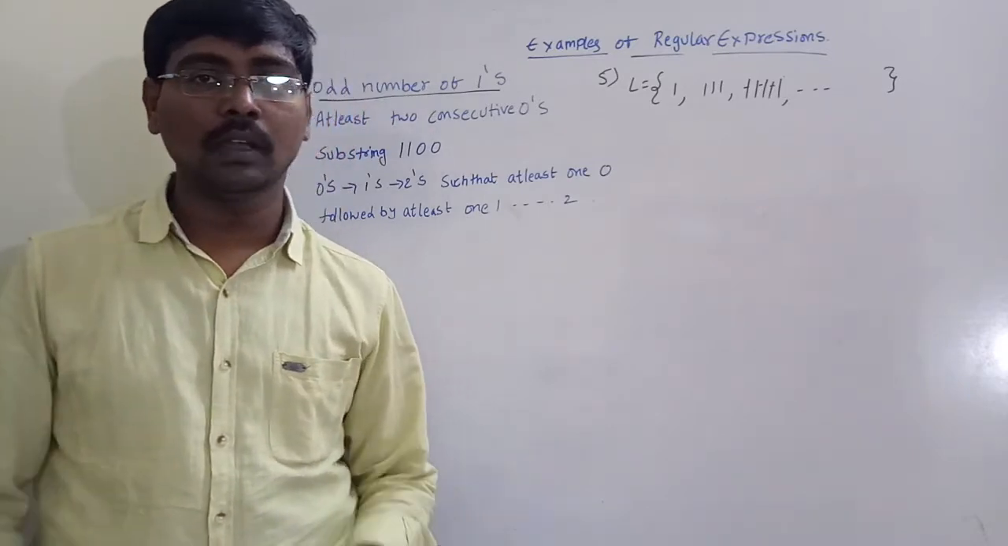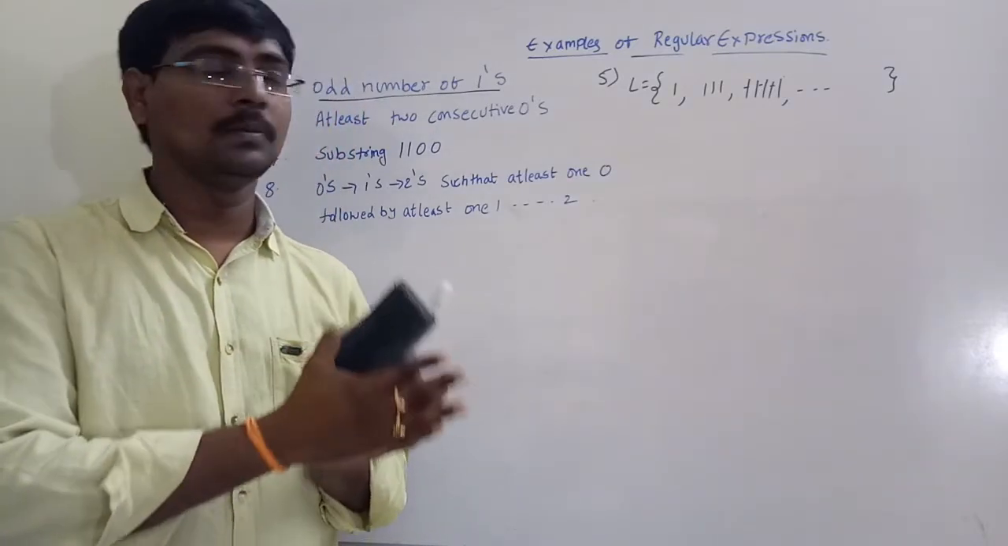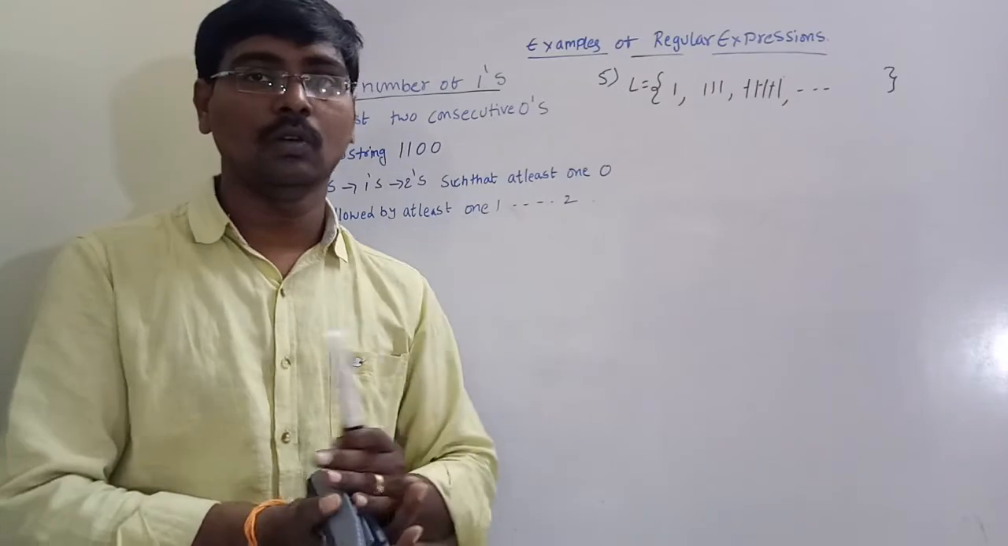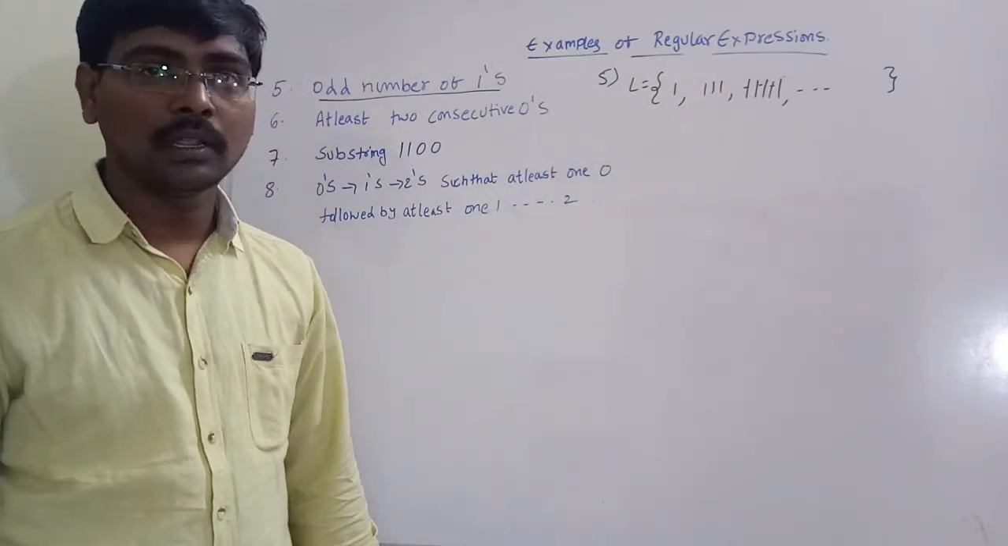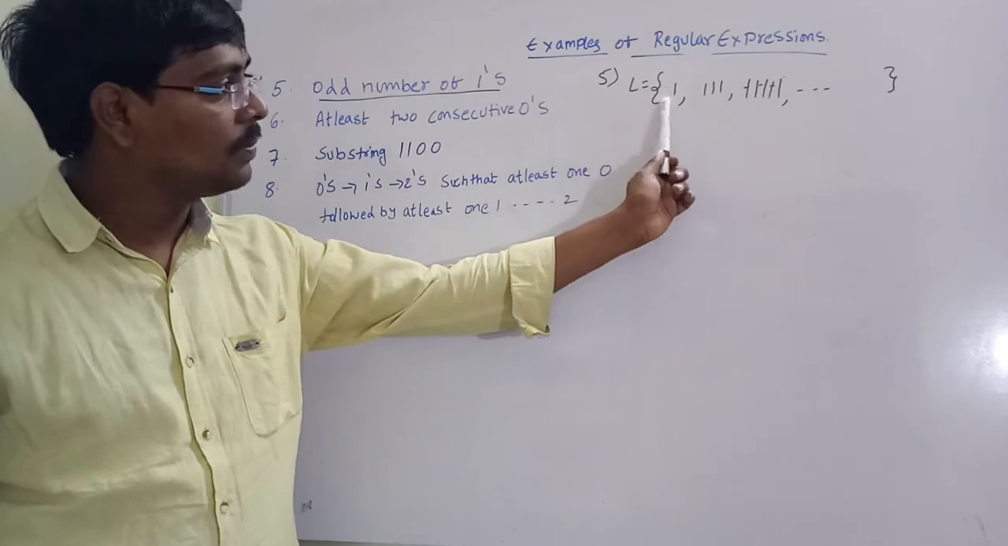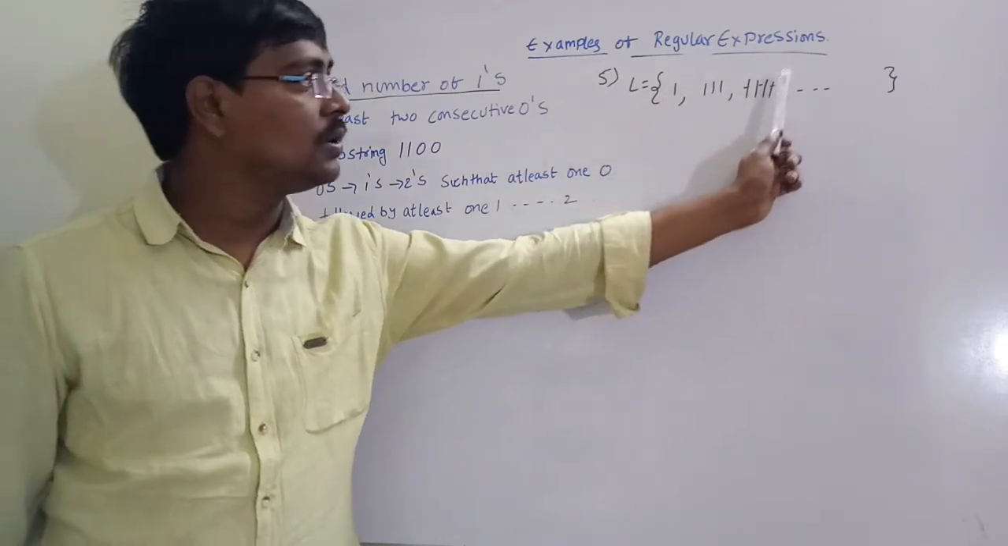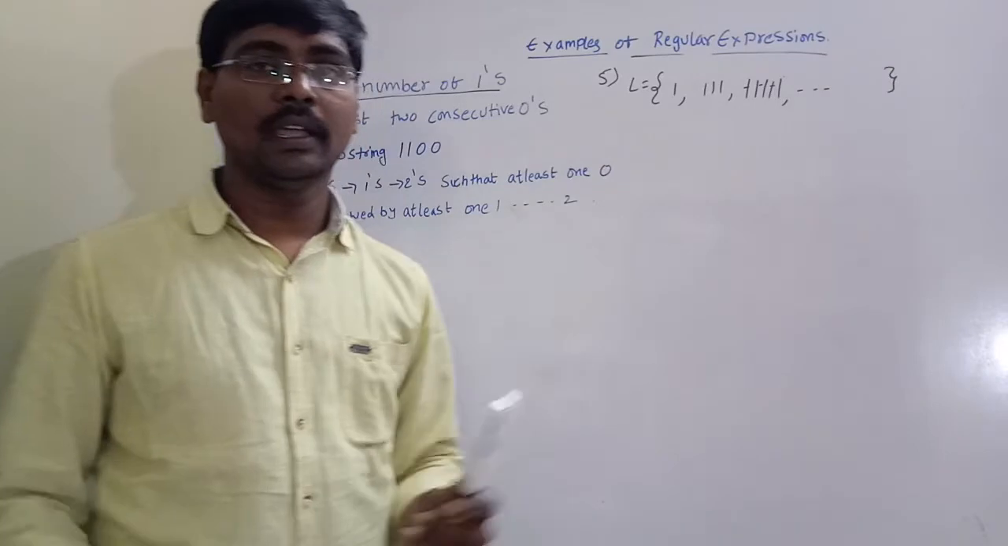So simply we are writing, we always start from epsilon. So always 11 whole star. But here there is no epsilon. The strings are 1, 3 ones, 5 ones, 7 ones, and 9 ones.